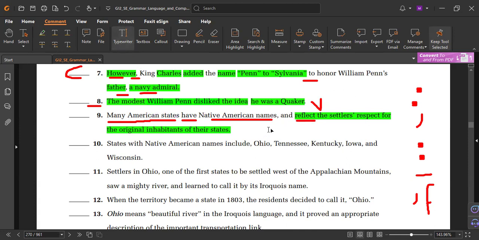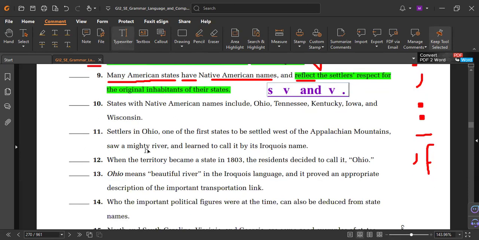Let me remind you of something. Do you remember when I told you about the compound predicate? One subject did two actions. So we don't use punctuation around that because it's a compound. The same subject did two actions. Many American states have, and the same subject reflects. This is the idea. If you wanted to use a comma, you must repeat the subject again. That's why. Now it is your turn.